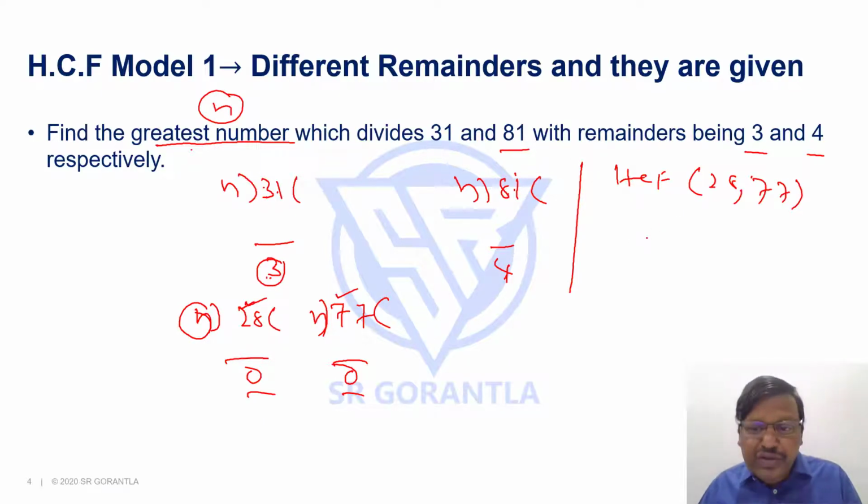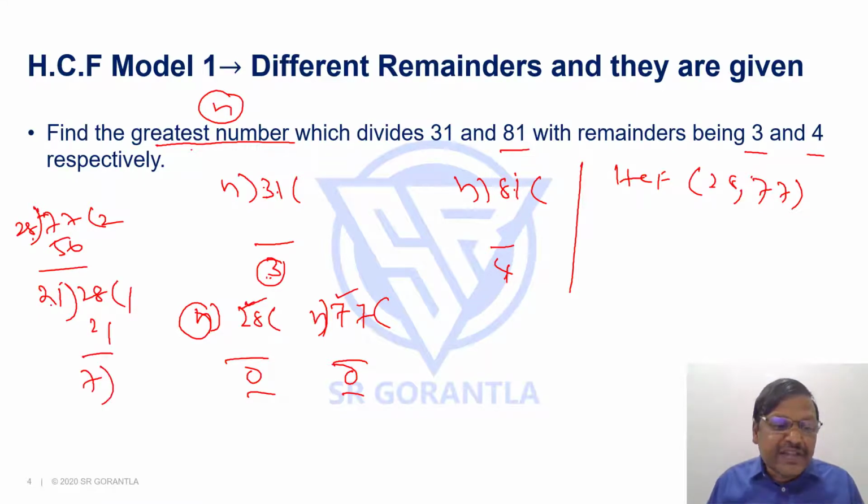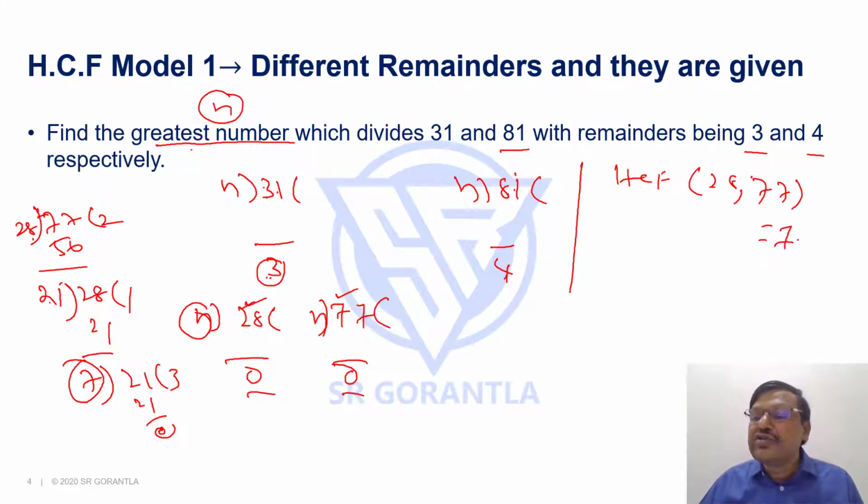If not, you know there are different approaches. One of them is the long division method. Take the larger number, divide with the smaller number: 28 2s 56, remainder 21. With 21 I divide 28: 21 1s 21, remainder 7. With this 7 I divide 21: 7 3s 21, remainder 0. Whenever the remainder is 0, that divisor is my HCF. So my HCF is 7. So my answer for this question is 7.